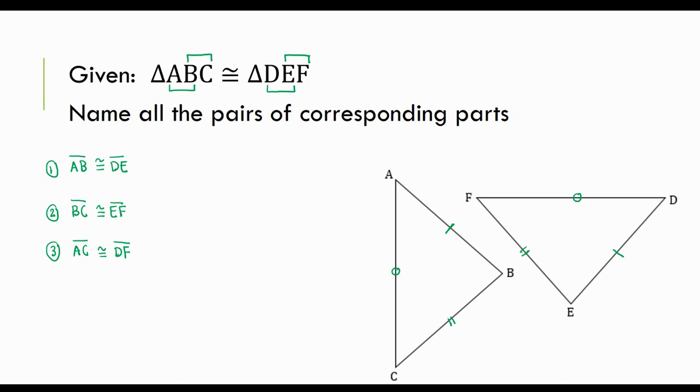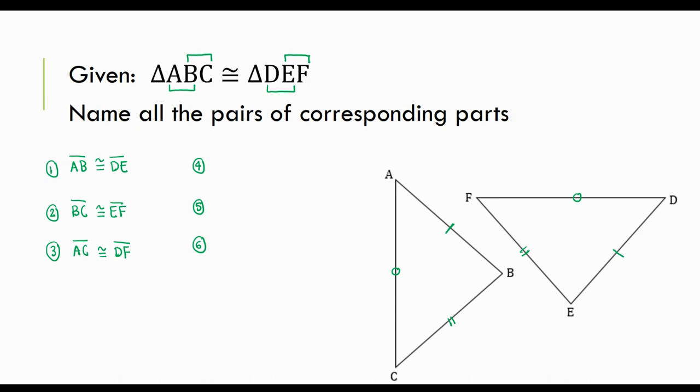But that's not the only thing that has corresponding parts. If there's three sides, there's also three angles. So that's why there are actually a total of 6 pairs of corresponding parts that are going to all be congruent based off the congruent triangles.